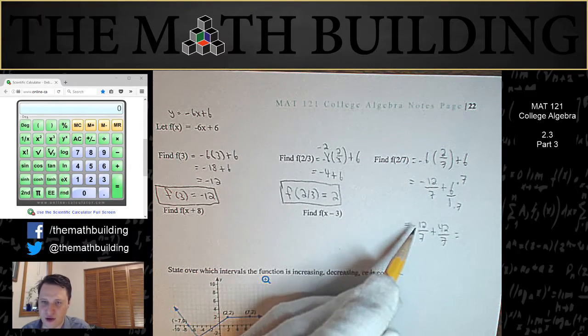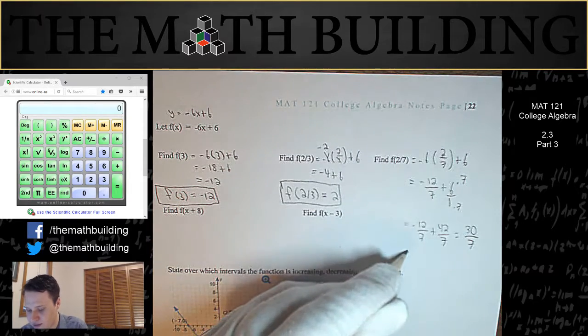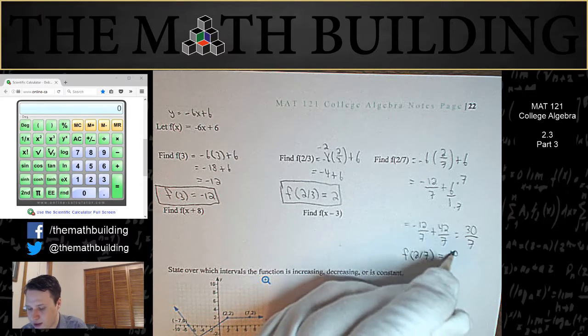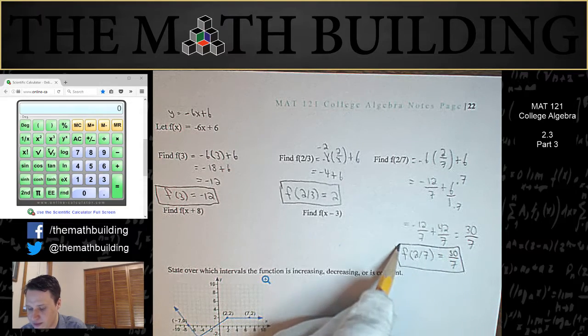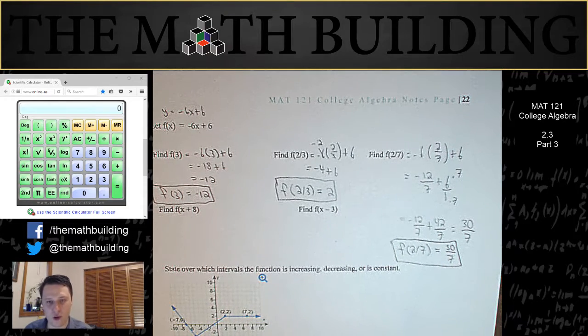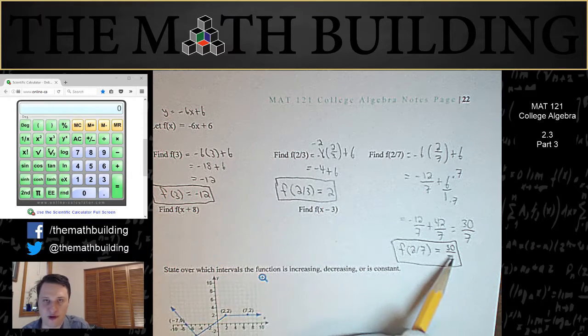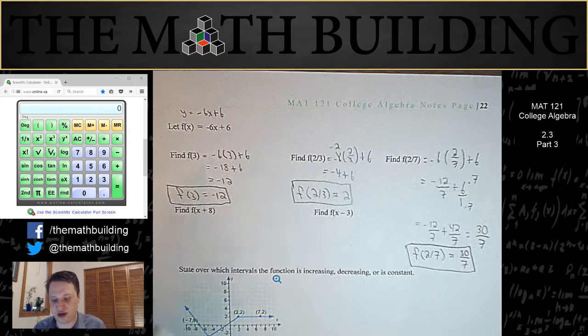And now we can add the fractions. Negative 12 plus 42 is 30. So in other words, f of 2/7, the input of 2/7 gets mapped to the output of 30/7. So these three numbers are part of the domain. These three numbers are part of the range. And be aware that because this is a line, this is a graph of a line, the domain is all real numbers and the range is all real numbers because it's a line that's not vertical or horizontal.